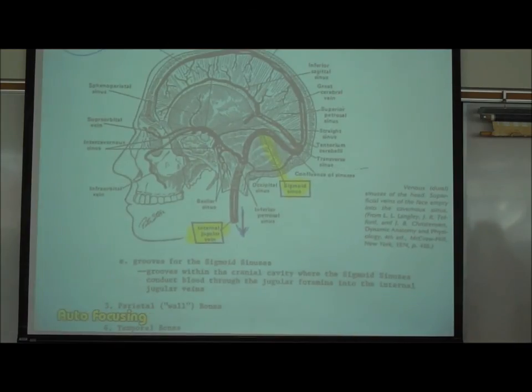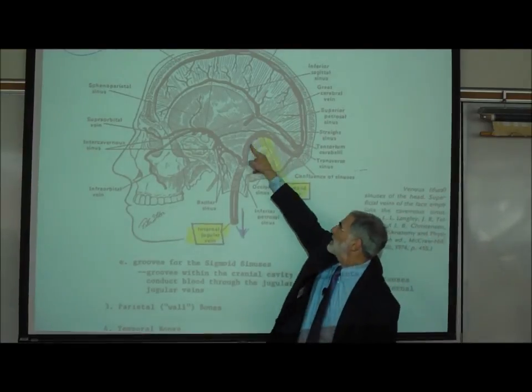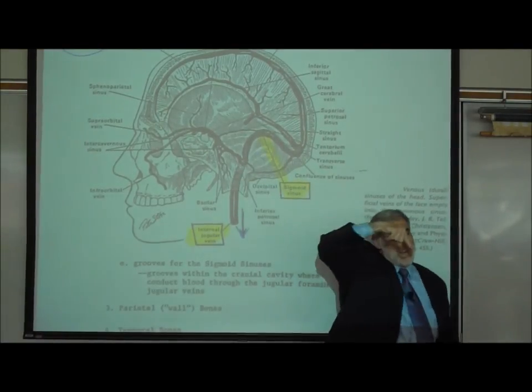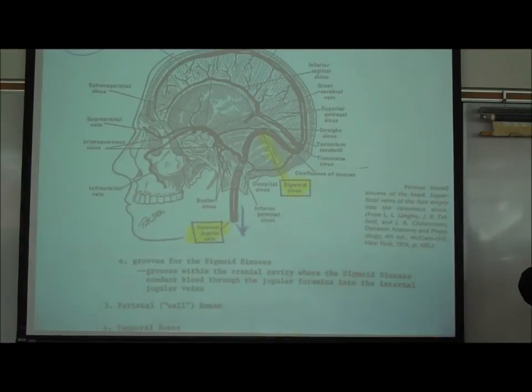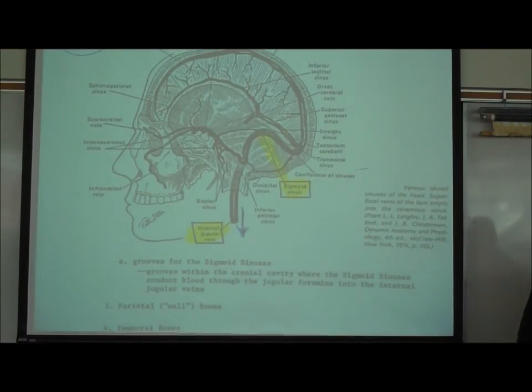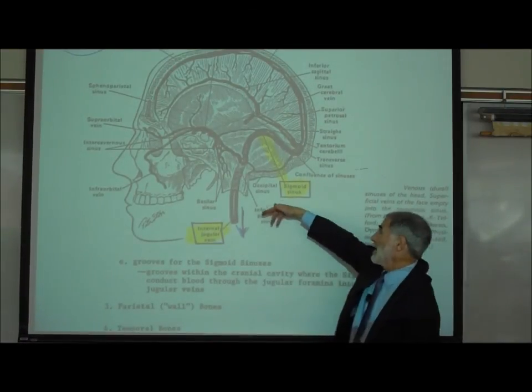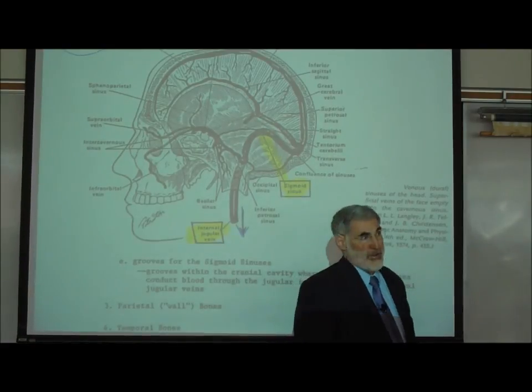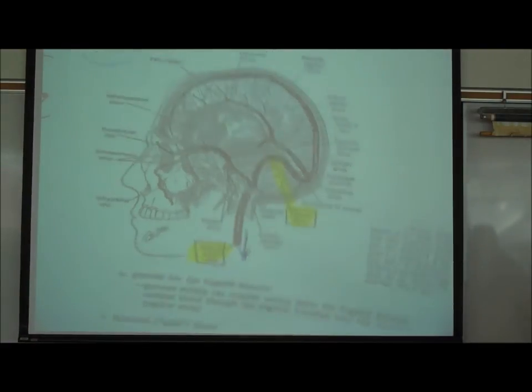On page E12, here's that sigmoid sinus vein. And it passes right out of the skull, at the bottom of the skull, passing through the jugular foramen. And as this vein travels down the neck, it's called the jugular vein, internal jugular vein. There's a right and a left one.